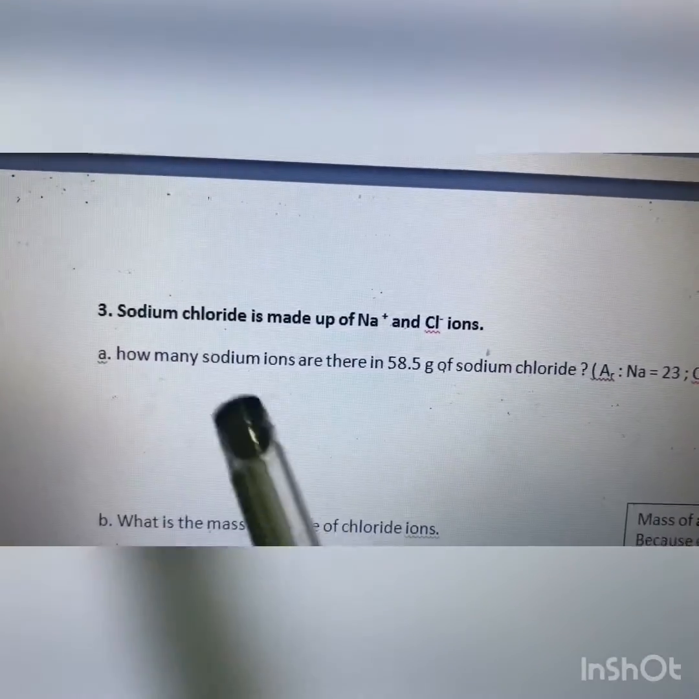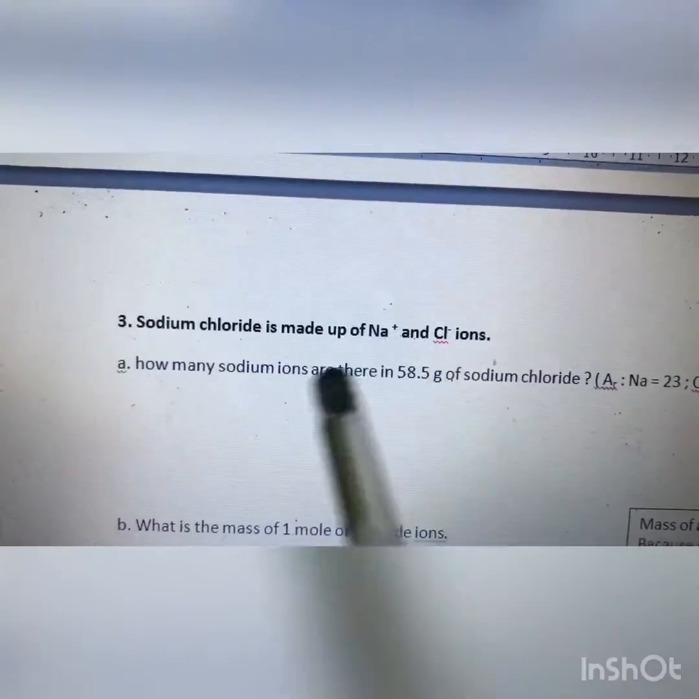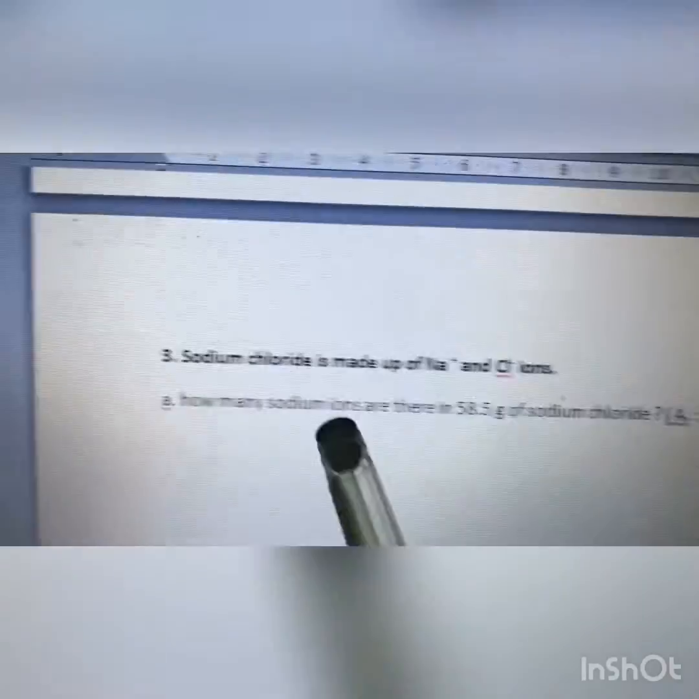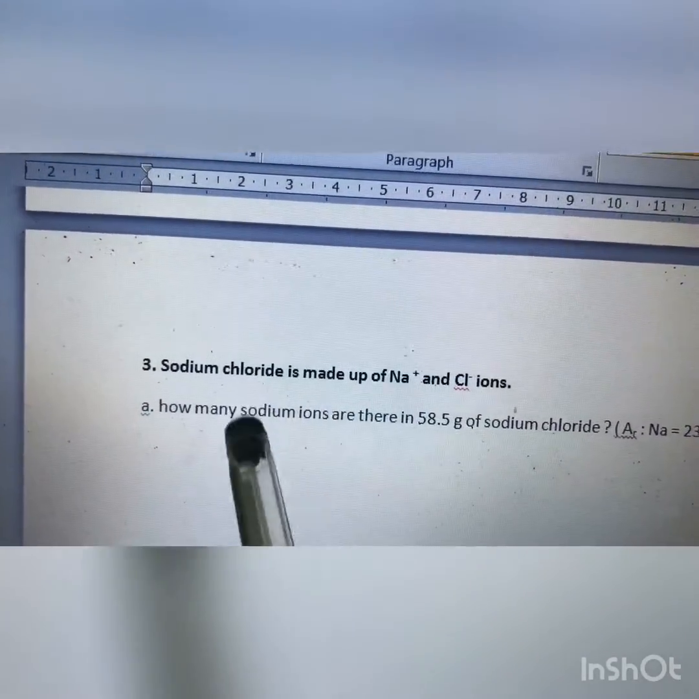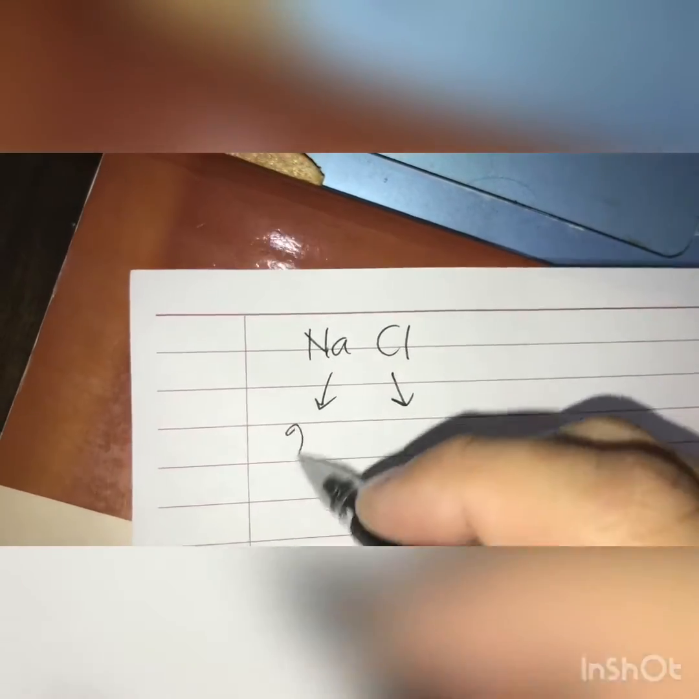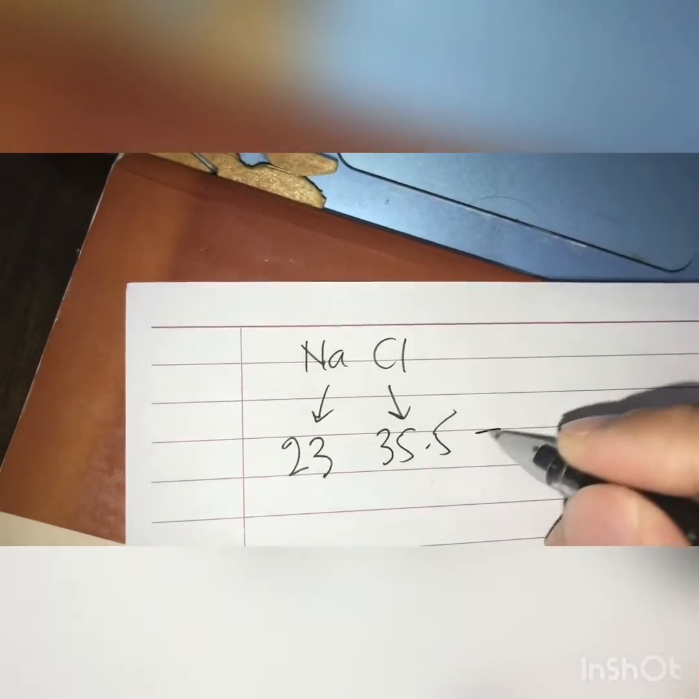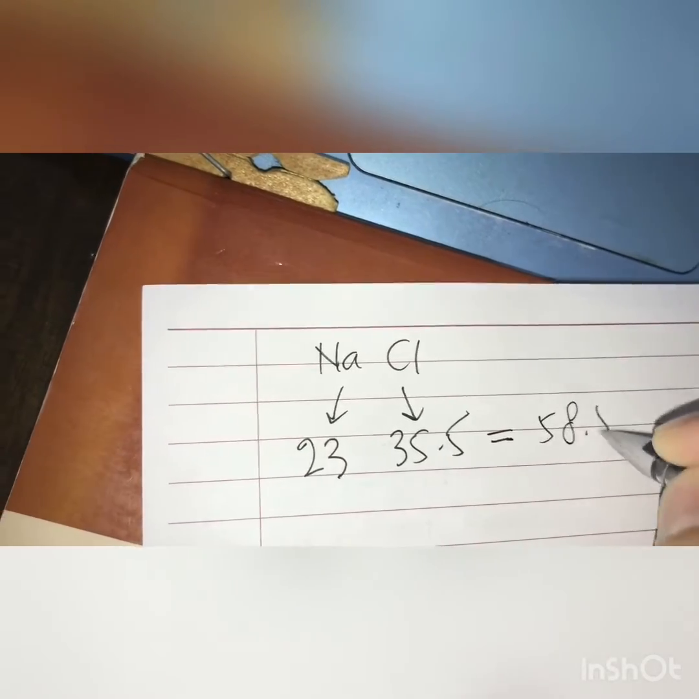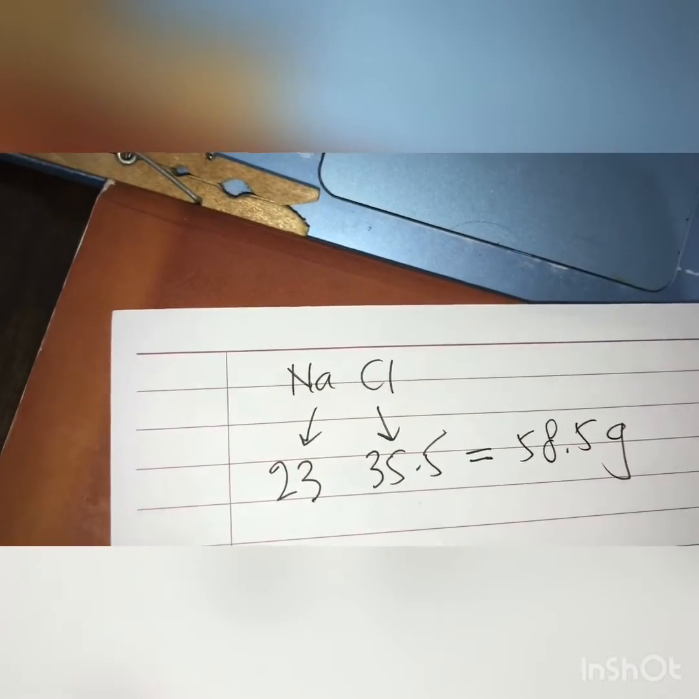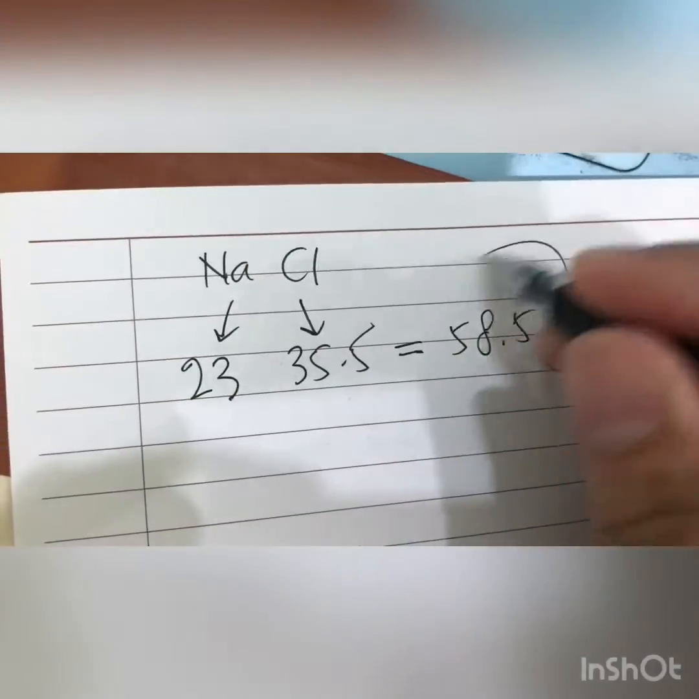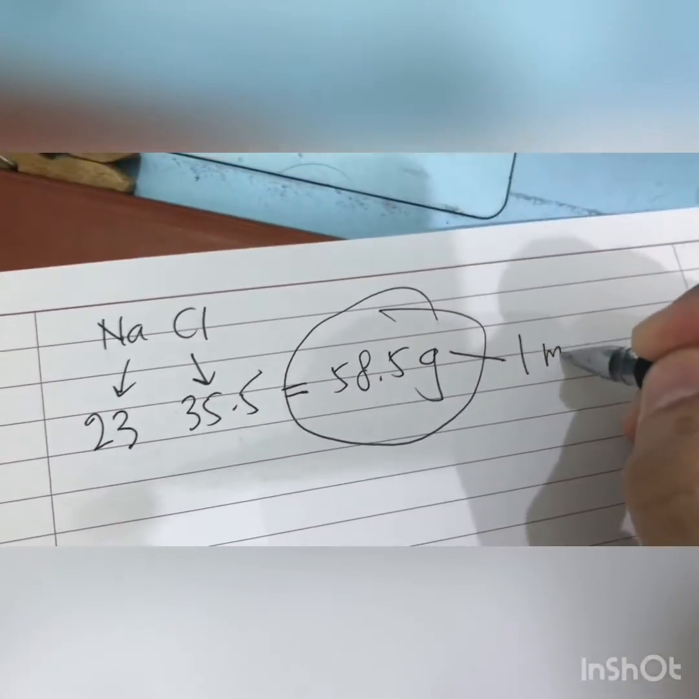Next question, sodium chloride. How many sodium ions are there in 58.5 grams of sodium chloride? Sodium, atomic mass 23. Chloride 35.5. The total will be 58.5. The question is asking how many sodium ions are there in 58.5 of sodium chloride. So same as this 58.5, this one is actually 1 mole.